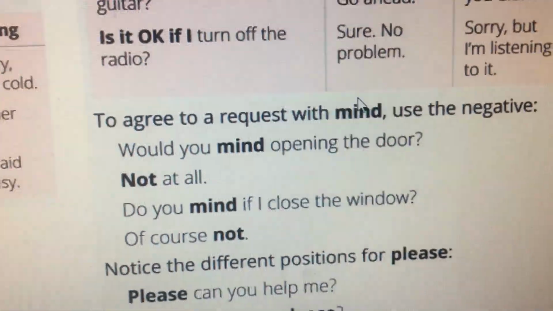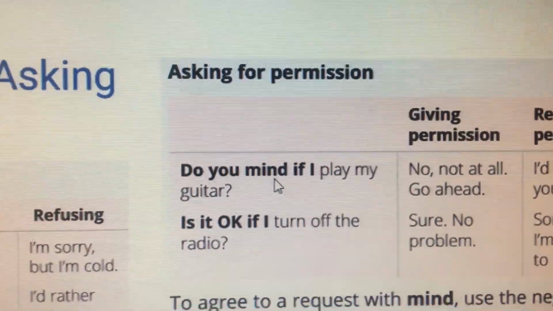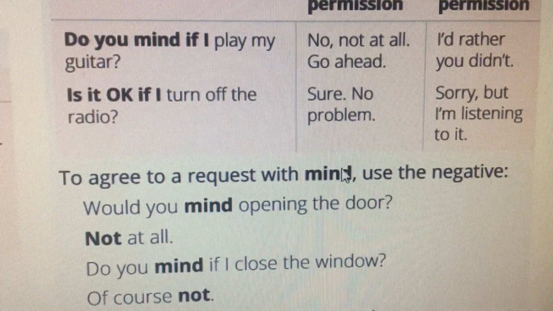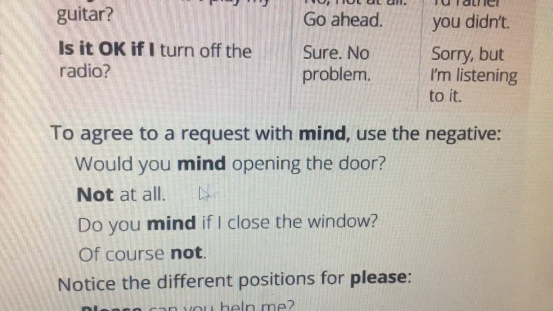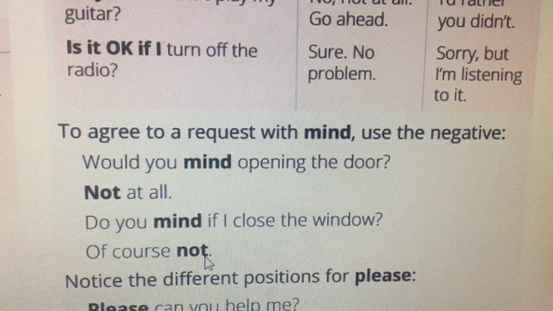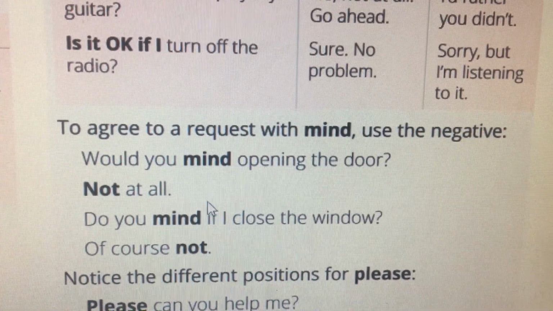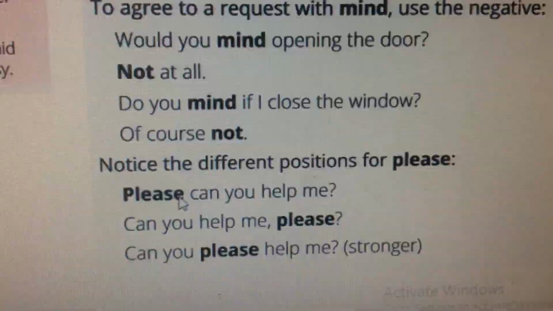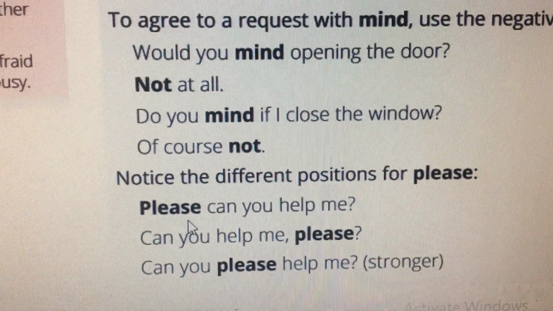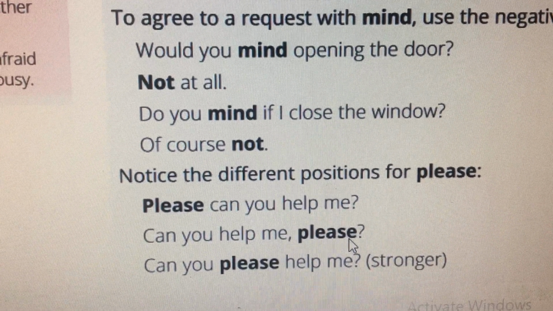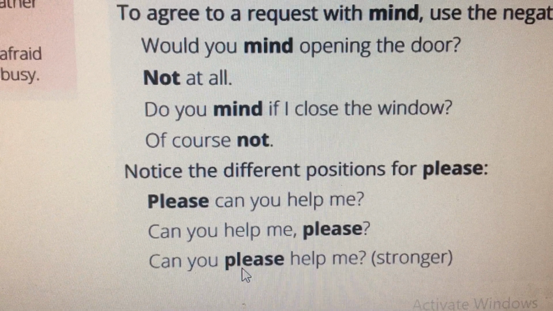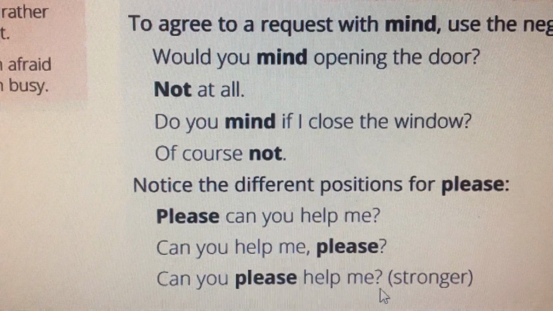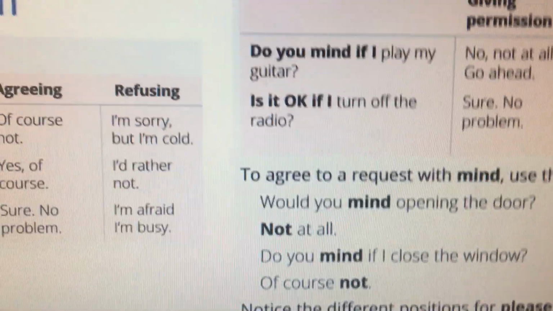Okay. So when you have the mind word, see mind here and mind here. We use the negative to agree. Not at all. Of course not. Those mean yes. It's okay. And you can put please in the beginning, at the end, and in the middle. Anywhere you can put please. Okay, let's go to the next page.